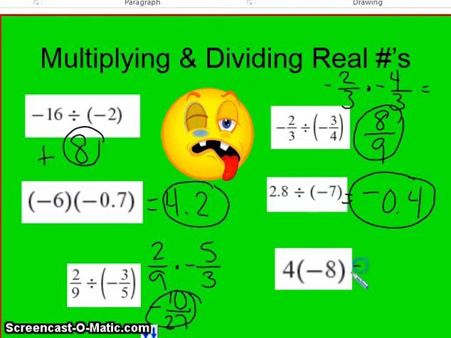And finally here, we've got a positive 4 times a negative 8. Signs don't match, so our answer is going to be negative. And 4 times 8 is 32.